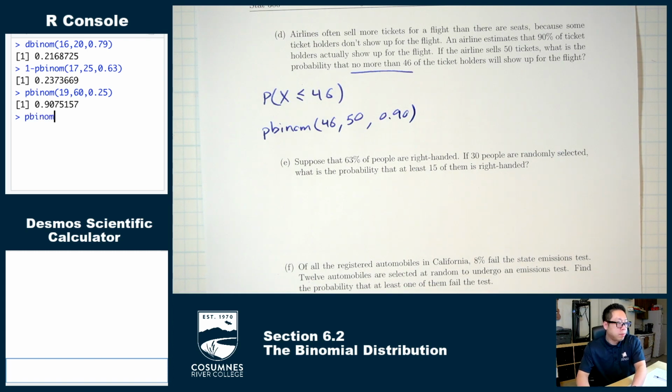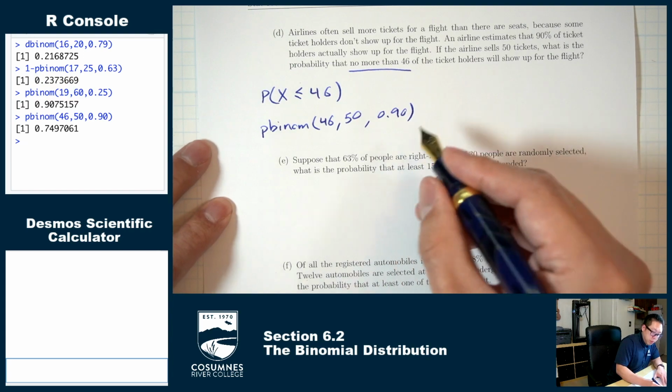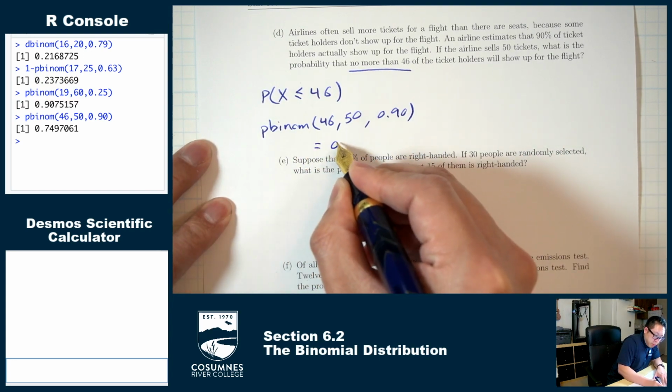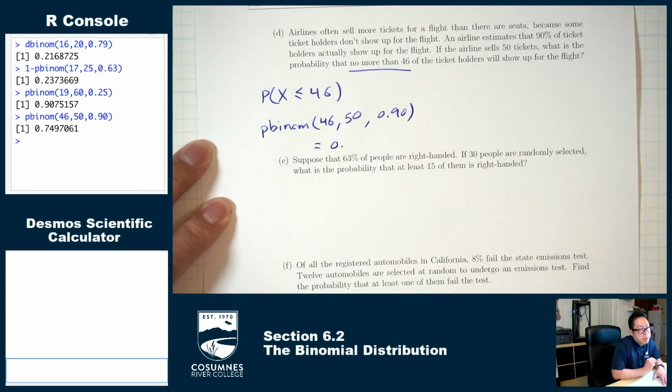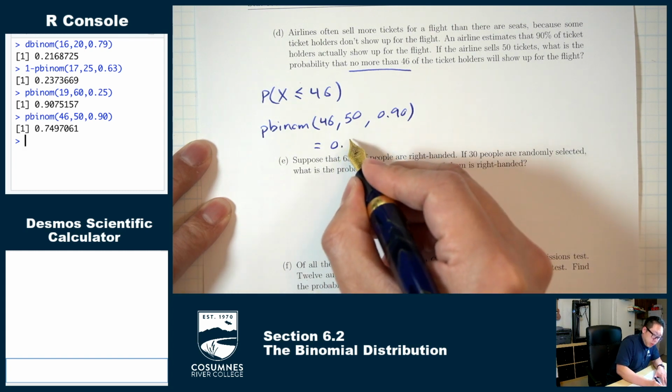P binom, 46, 50, 0.90. Okay, rounded to 3 decimal places, this would be 0.7, that's going to bump up to 50, so 0.750.